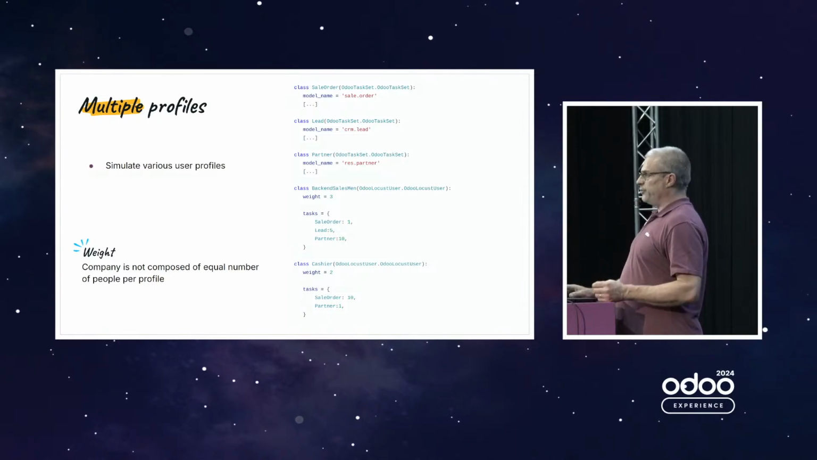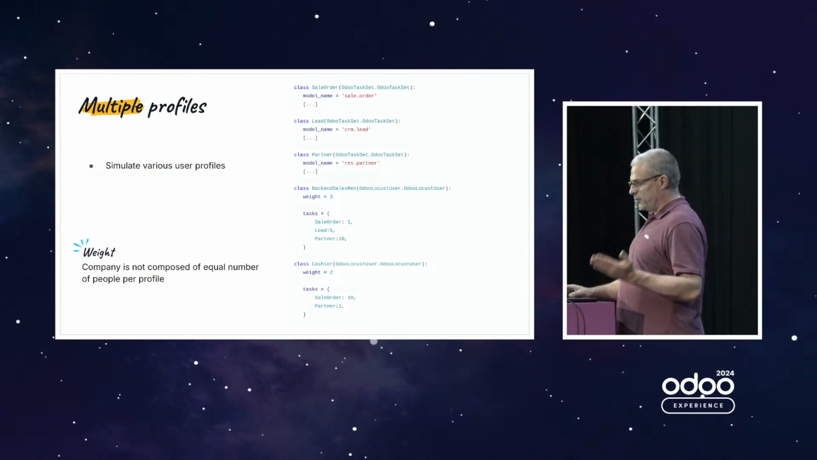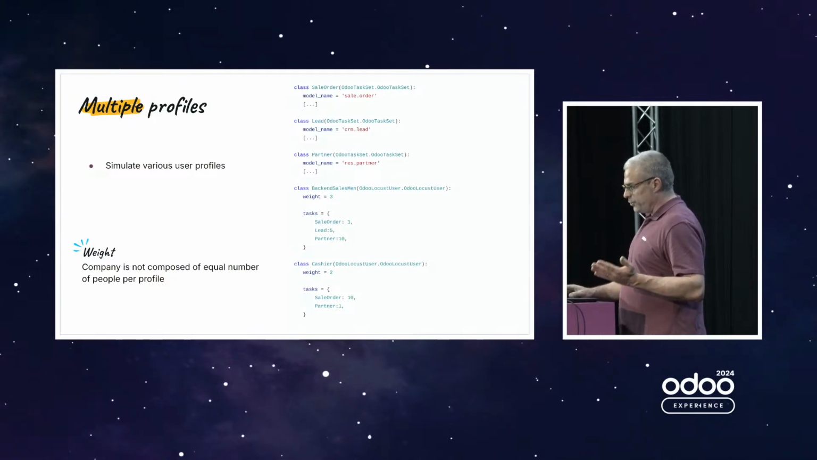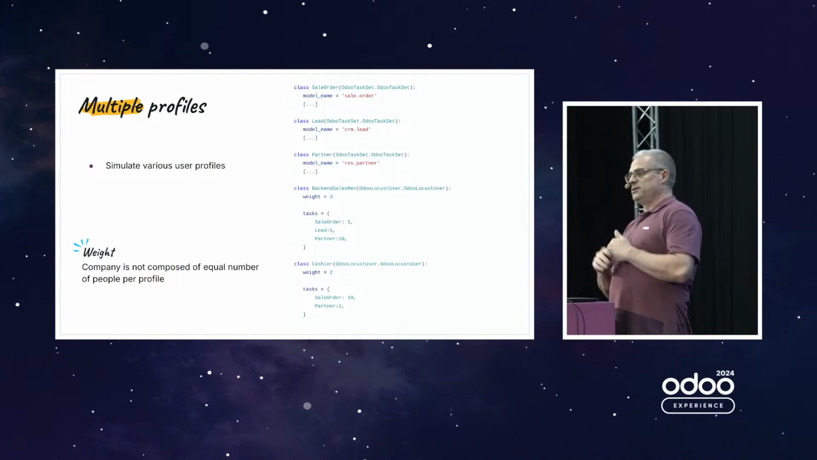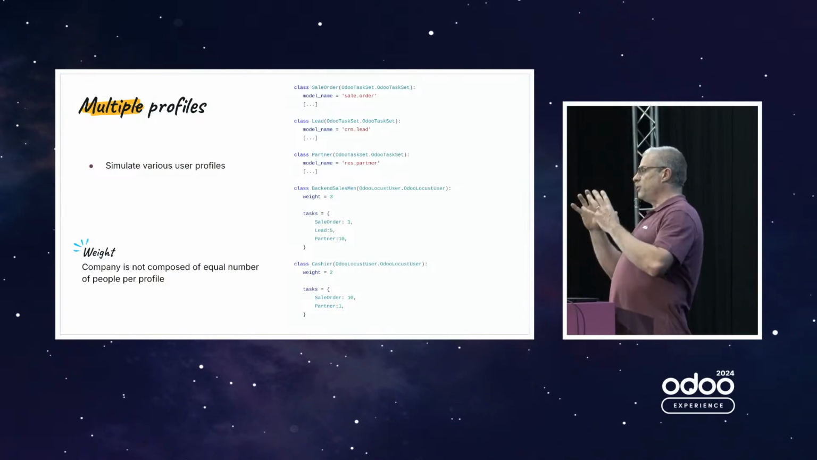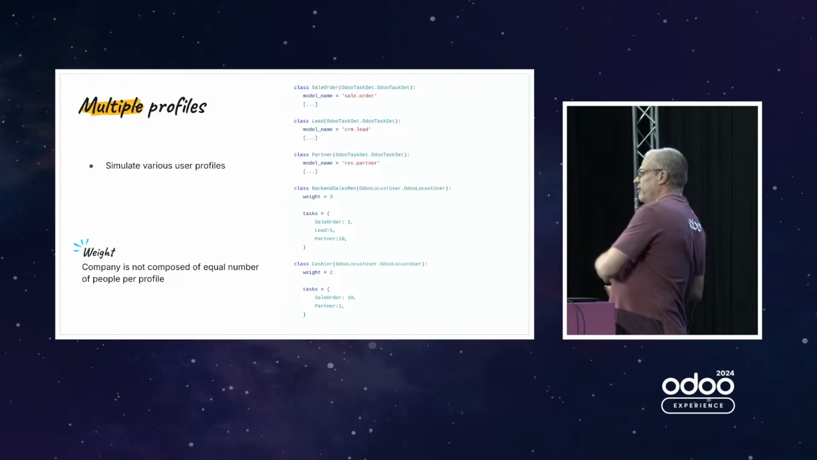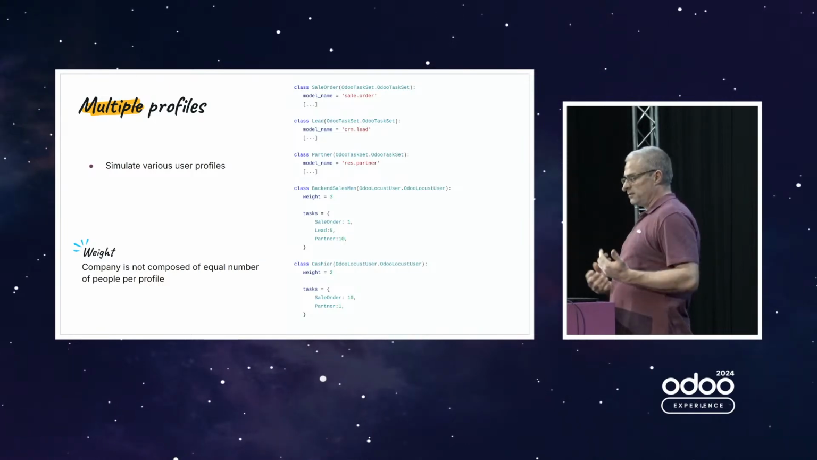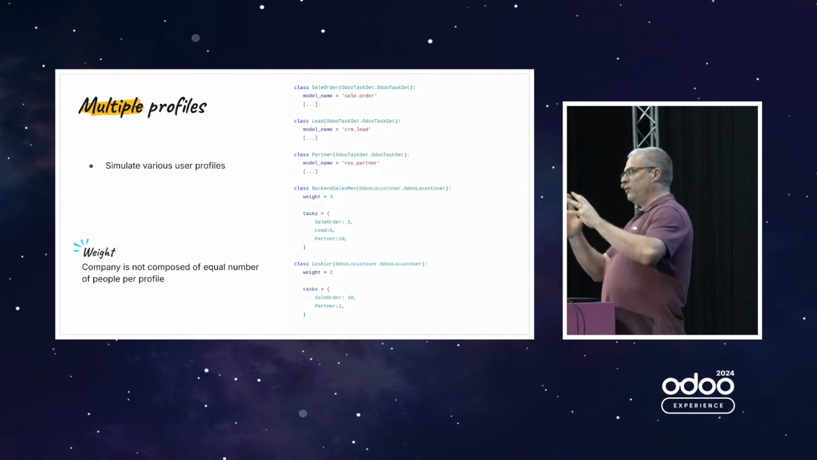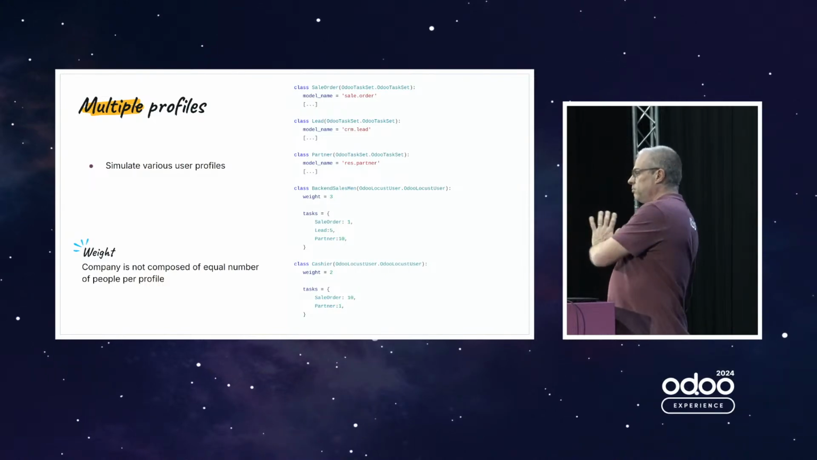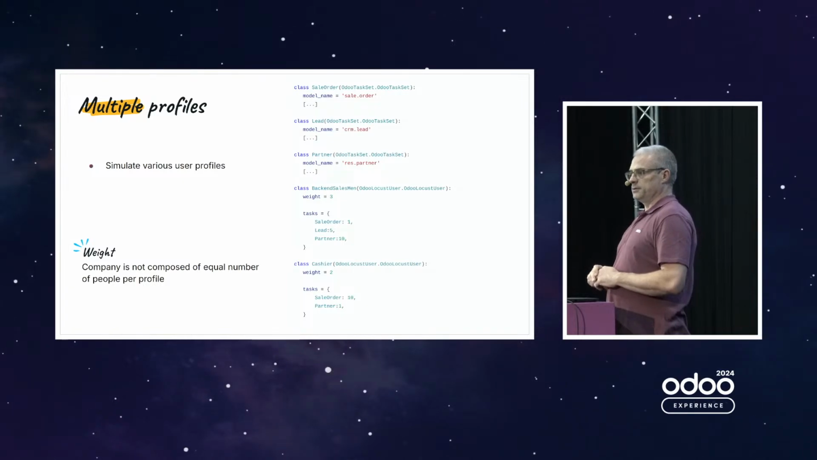When you define a profile, you have a property on the user, which is weight. Again, the company is not composed of the same amount of people per department. You have more salesmen than accountants. You define the weight. The weight will give you the amount of people you have in each department.